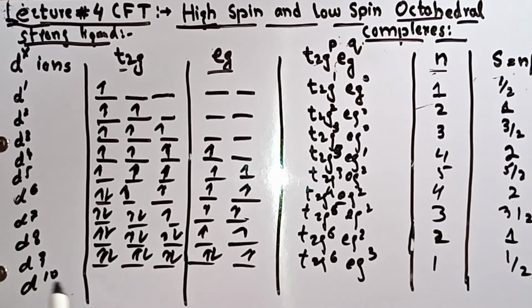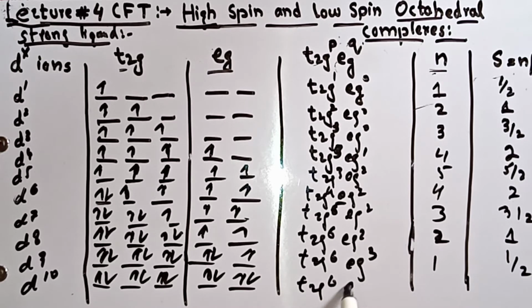When the system is D10, T2G is first singly filled according to Hund's rule. After that the pairing will start. The 10 electrons will go here. The T2G has 6 electrons and EG has 4 electrons. There is no unpaired electron, 0 unpaired electrons, so the resultant spin will be 0.